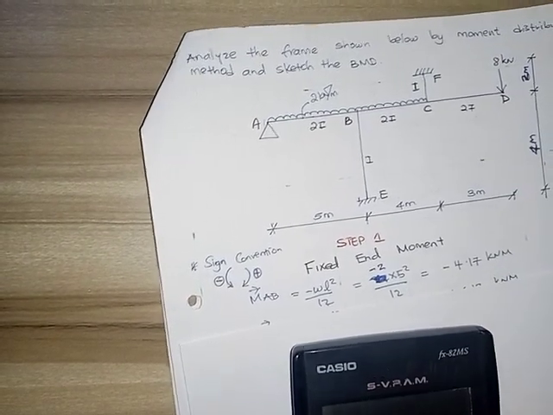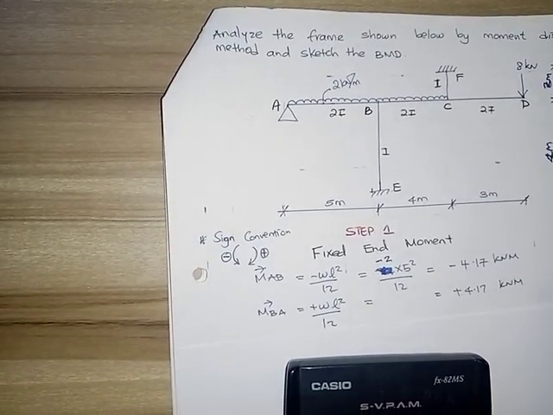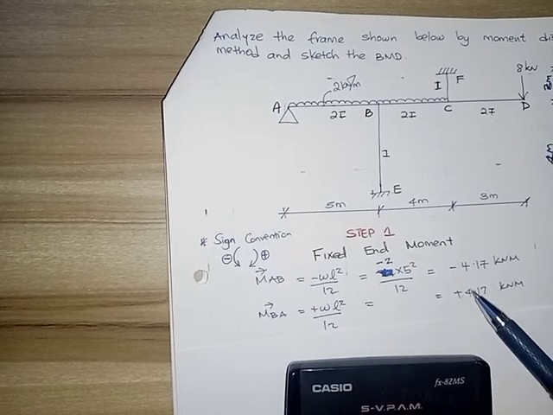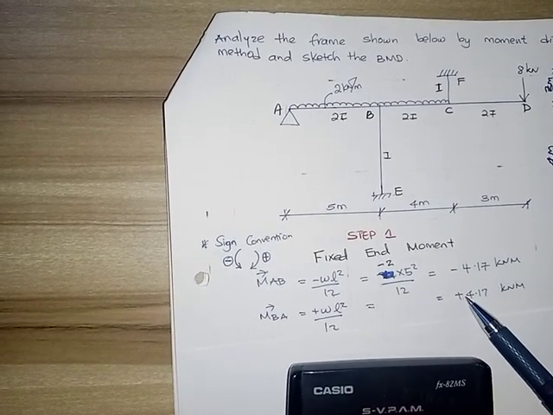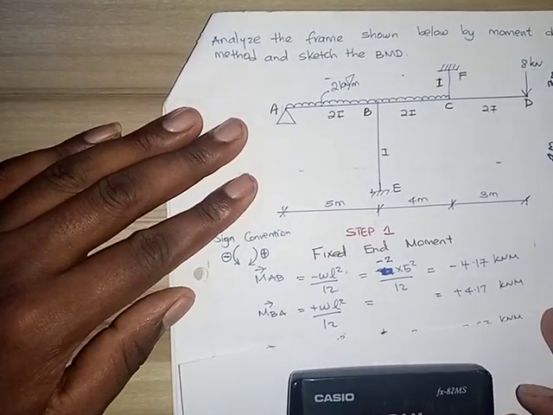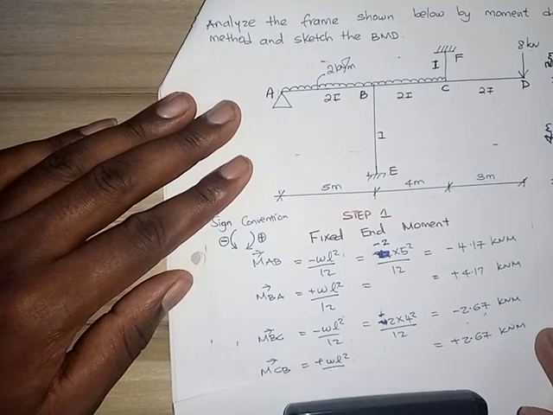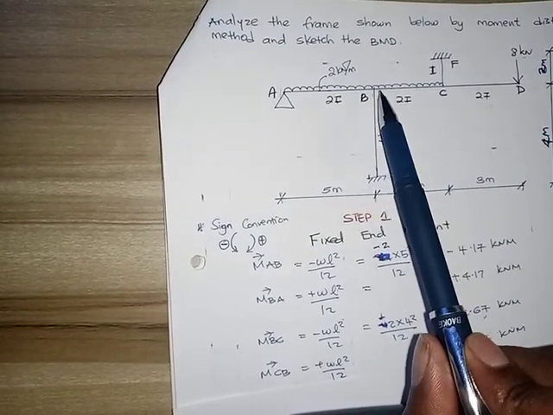So for BA, the answer now will be the same, except now the sign will change to positive 4.17 kilonewton meter. So the next thing we're going to calculate is for BC.